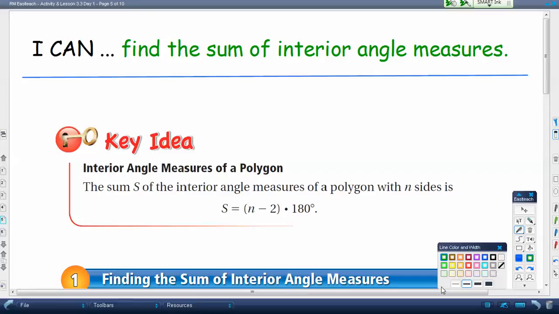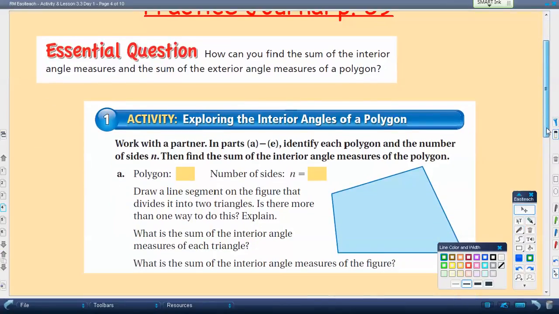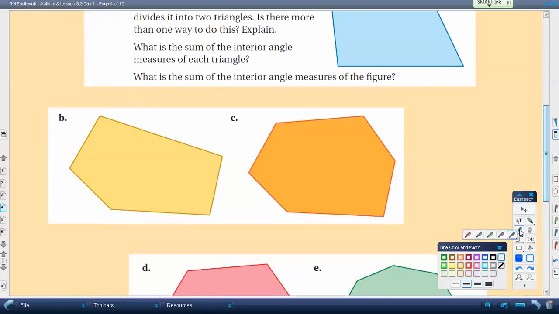You might recall that in class we did an activity in your practice journal. In fact, I'll rewind our smartboard presentation here so that you could take a look, that talked about and explored the interior angles of a polygon. And you were asked to take these figures and to cut them into triangles.